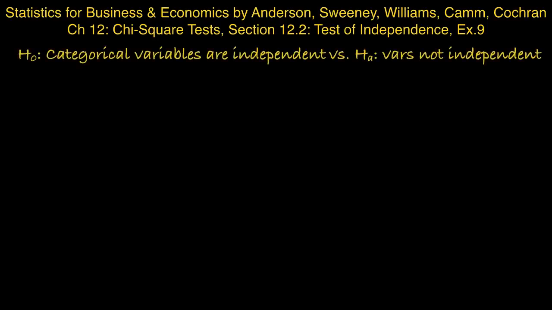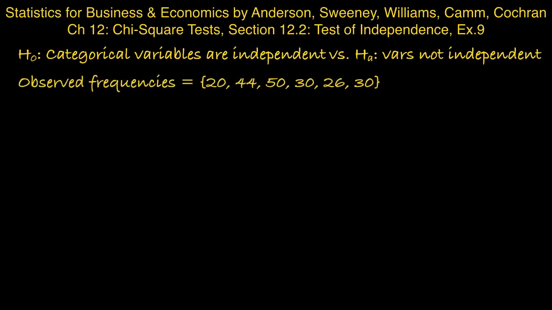Our null and alternative hypotheses are as follows. The null is that the categorical variables are independent, and the alternative is that they're not independent. Here are our observed frequencies.